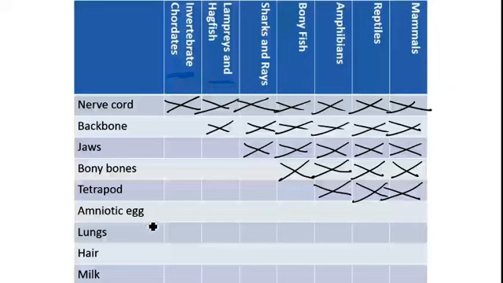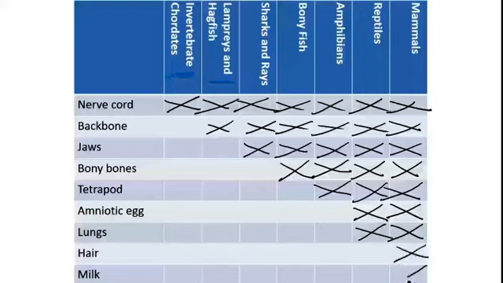The amniotic egg goes along with internal fertilization, and amphibians do not have internal fertilization. They do not have a protected aquatic environment inside their egg, like inside an egg shell, but reptiles and mammals do have a protected aquatic environment. Similarly, amphibians do gas exchange through their skin, so reptiles and mammals are the ones that really do that internal gas exchange that requires the lungs. And hair and milk are two features that are only found in mammals.